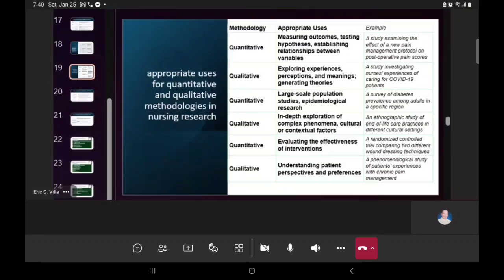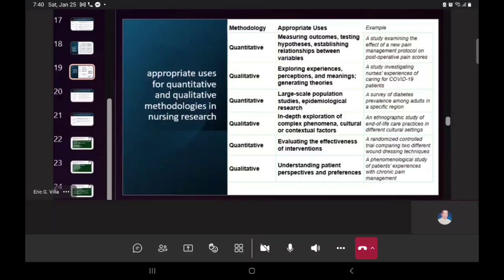How are we going to appropriately use quantitative and qualitative methodologies in nursing research? The quantitative and qualitative methodologies serve different but complementary purposes in nursing research. Each approach is suited for answering specific types of research questions and providing unique insights into nursing practice and patient care.